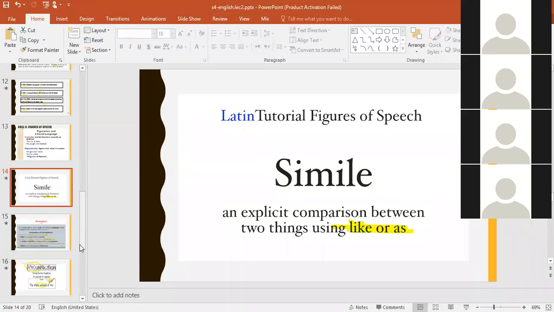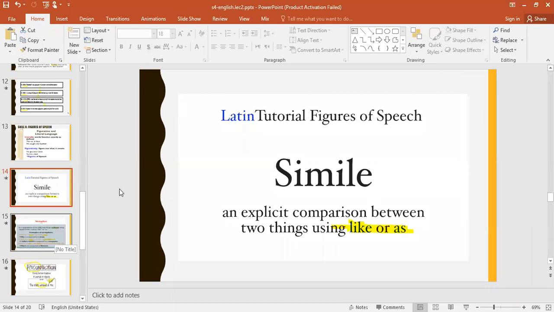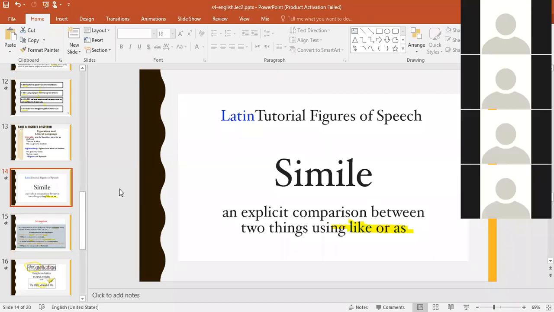He is strong like a lion. I used like, so this is a simile. She is soft as a flower, so I used as. He drives as fast as a jaguar. This is also a simile because I'm using as and like. So keep in mind, when I say that this is a simile, it means I'm doing a direct comparison between two things or two objects or two people using as or like.